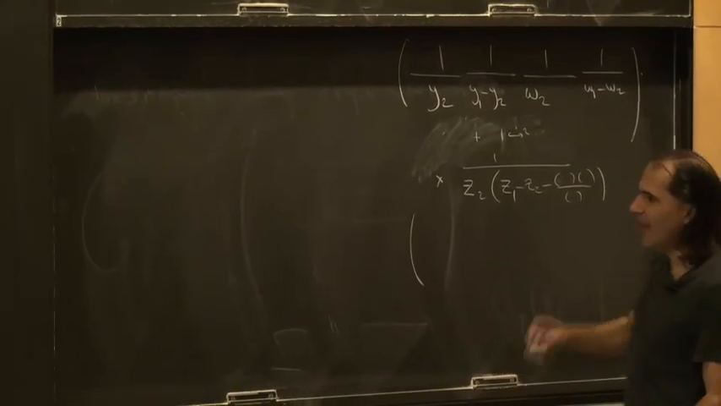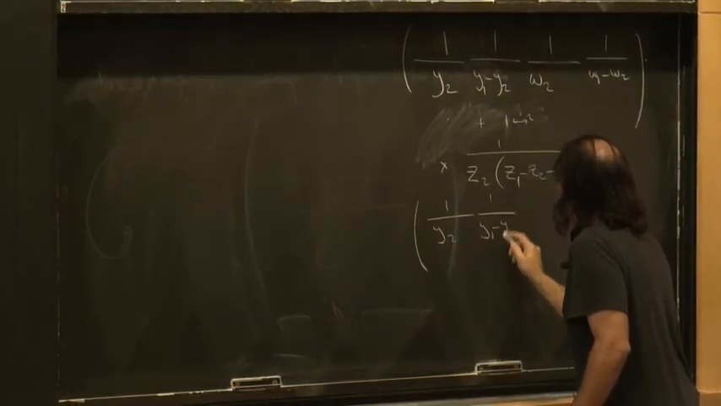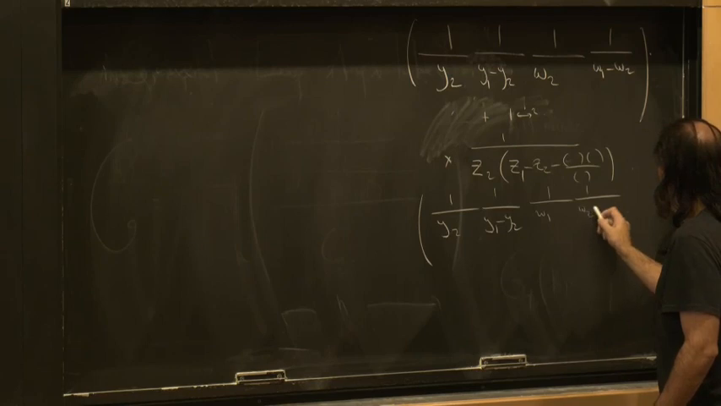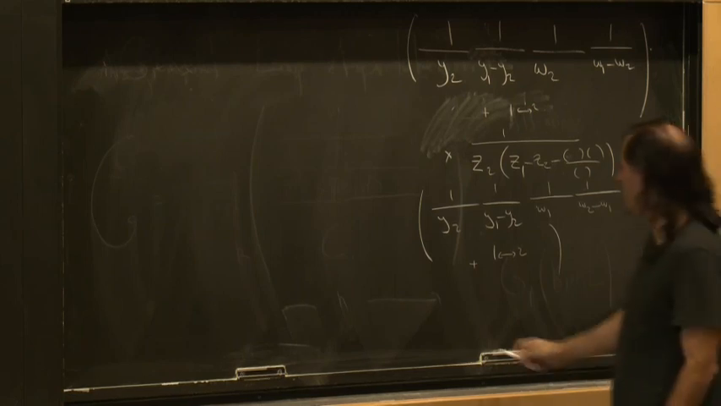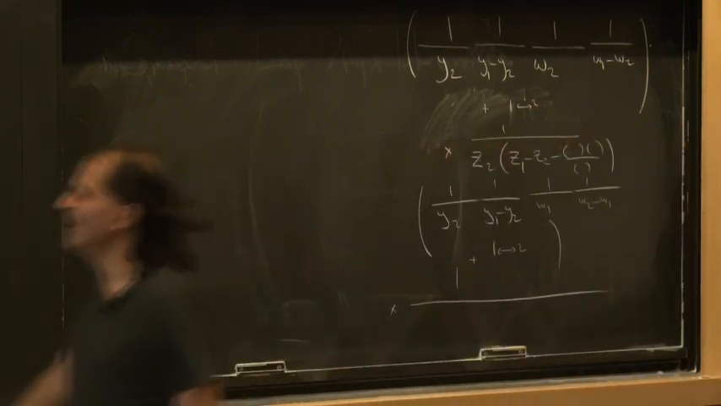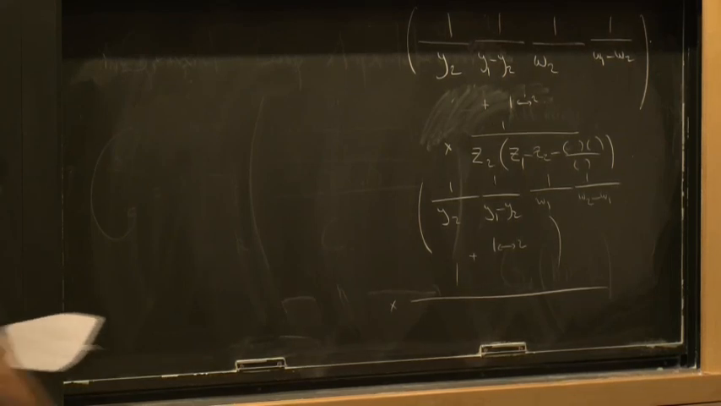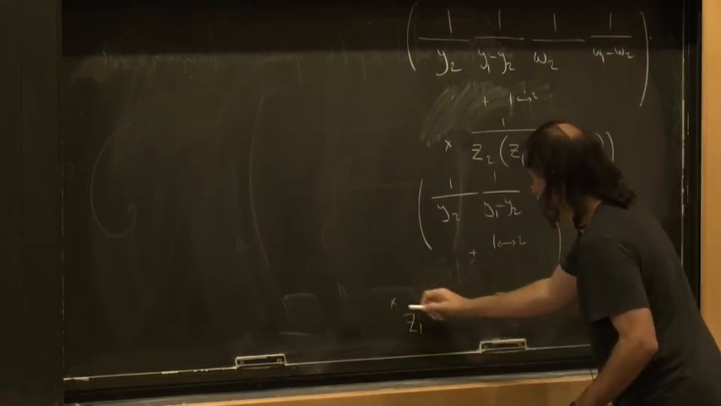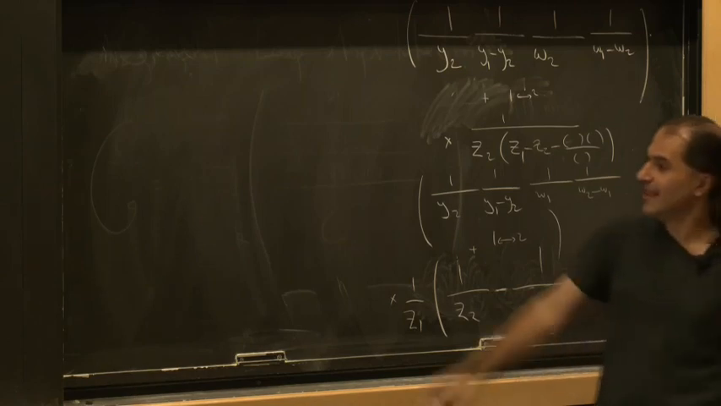Then I just have to write, for this one, first the conditions for y2. So I have 1 over y2, 1 over y1 minus y2. But now w1 is less than w2, so it's 1 over w1, 1 over w2 minus w1, plus 1 goes to 2. And what this multiplies is 1 over, and this is a little more interesting because z2 is stuck between 0 and z1 plus something. So z1 is positive, but z2 is stuck between 0 and z1 plus that stuff.